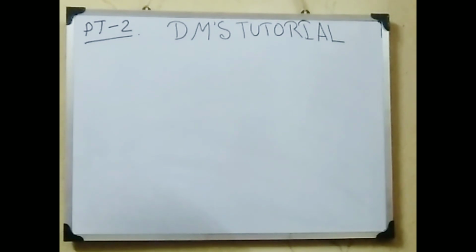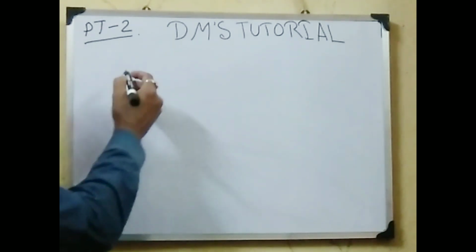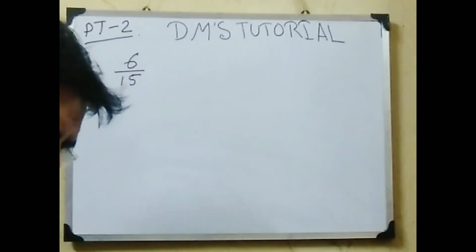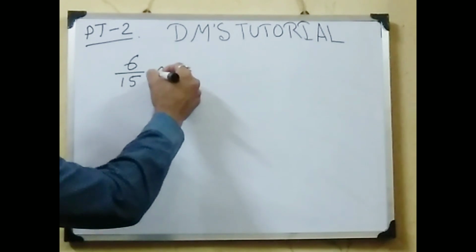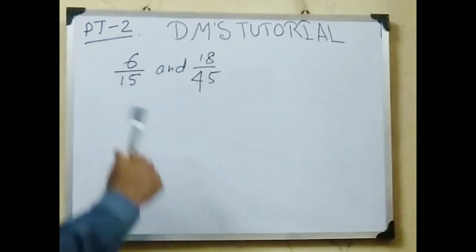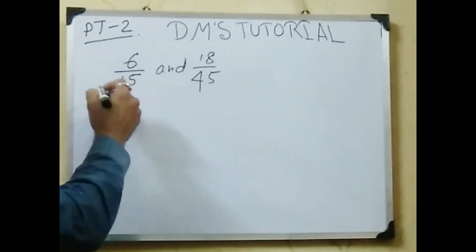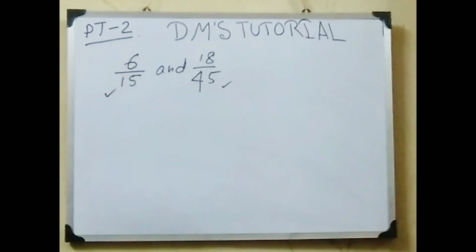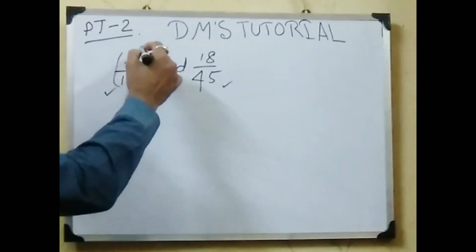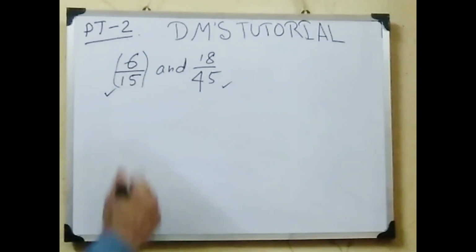First of all, it is to check whether a pair of rational numbers are equivalent or not. Here from the book I am taking a problem: 6 by 15 and 18 by 45. I have to check whether these fractions, both rational numbers, are equivalent or not. So what I have to do is convert these fractions into their standard form at first.